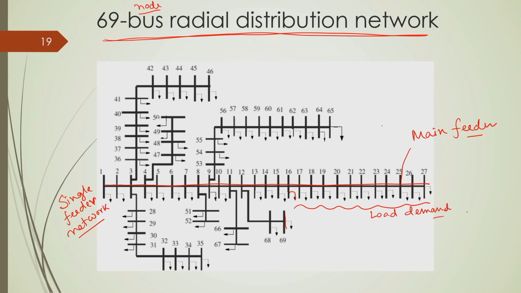of individual nodes. And apart from this main feeder, we have some laterals. This is one lateral, this is one lateral, this is another lateral. So, these are laterals.